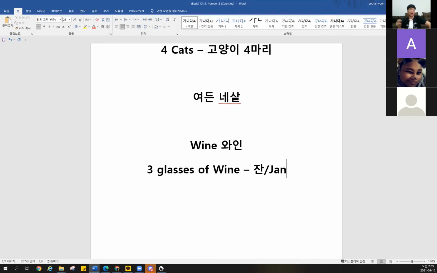Yes, correct. But wine. So can you add it all together, everybody? Okay, what is it going to be? Wine 세 잔. All right. Wine 세 잔. Okay, this is how you read it. But for the writing, how can you say it? How can you write wine, number, and counting word? This is how you can write it down.